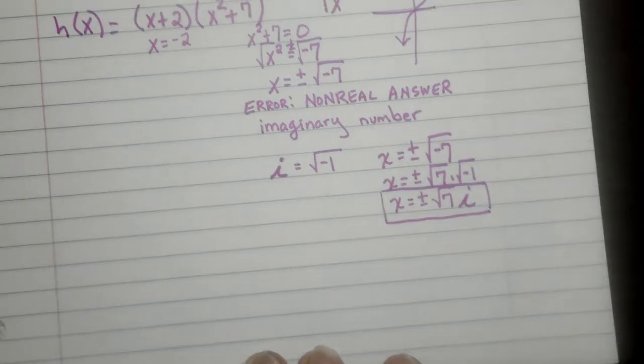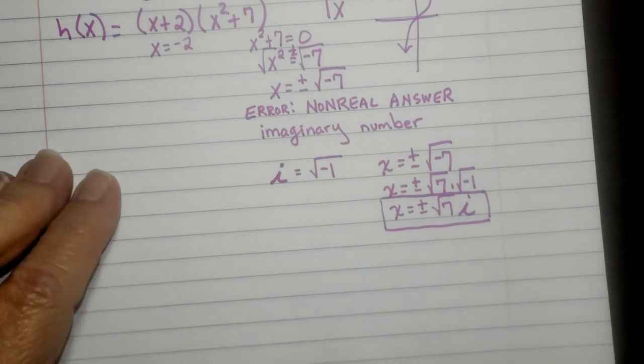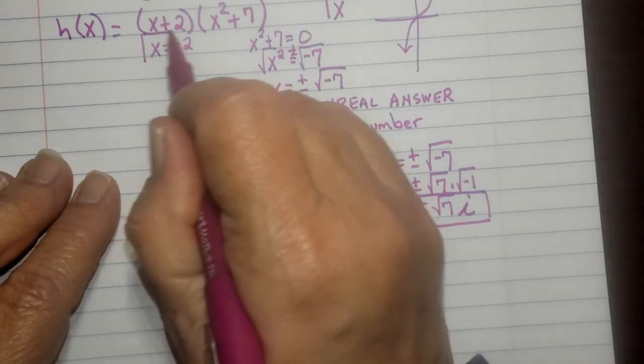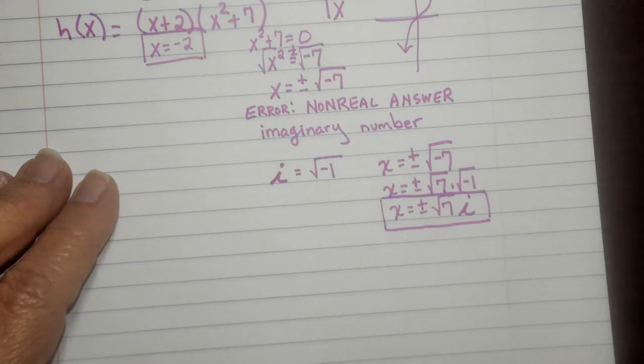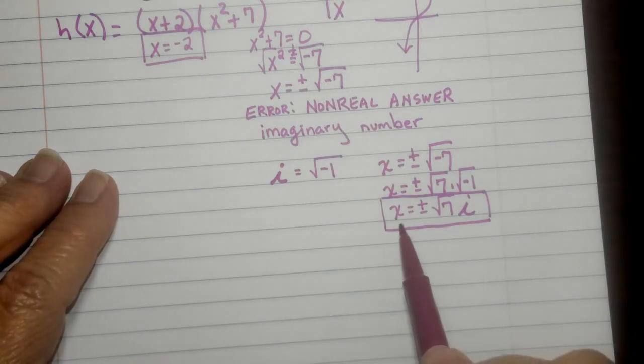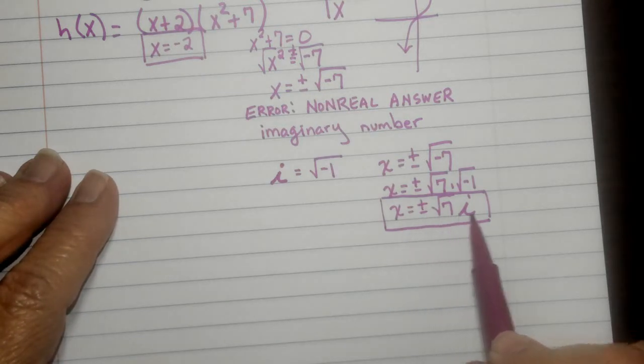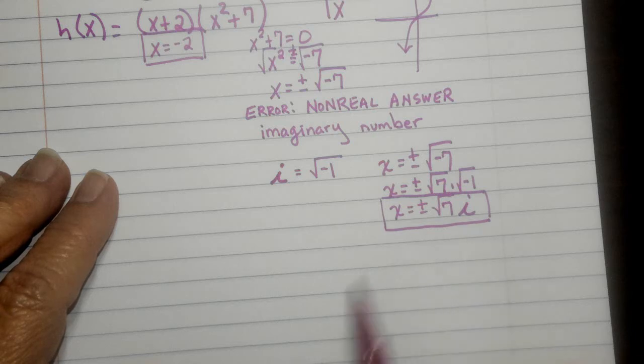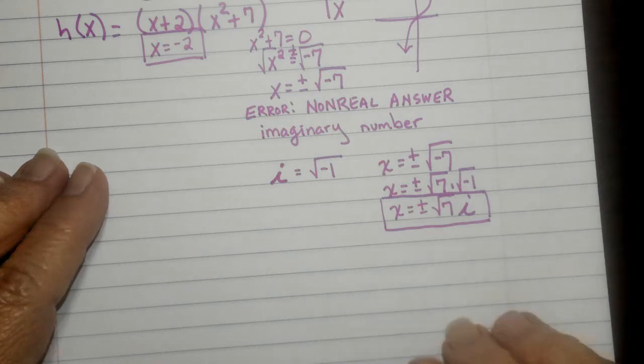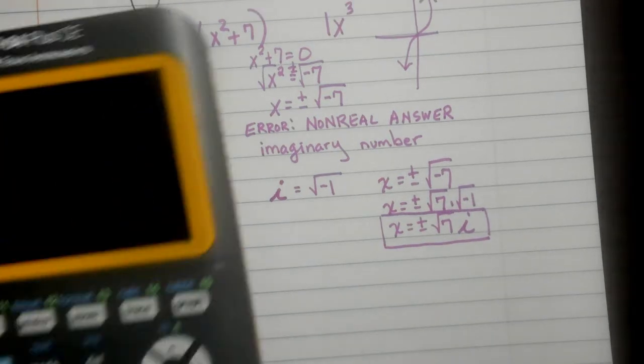So I still have a total of 3 roots, right? I have x equals -2. That's a real root. But I have x equals positive square root of 7 i and x equals negative square root of 7 i. And these are not real numbers. They're imaginary numbers. So look at what happens when we graph it.